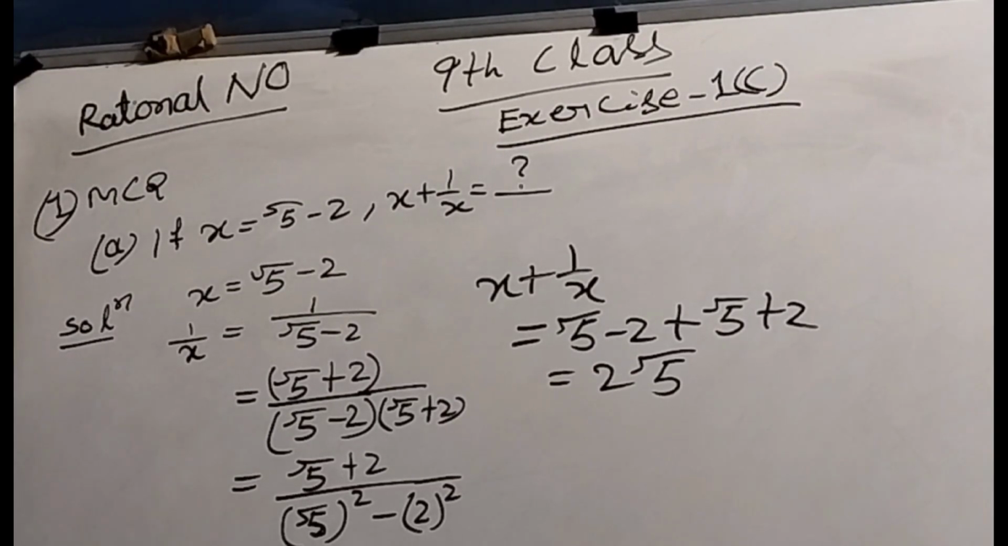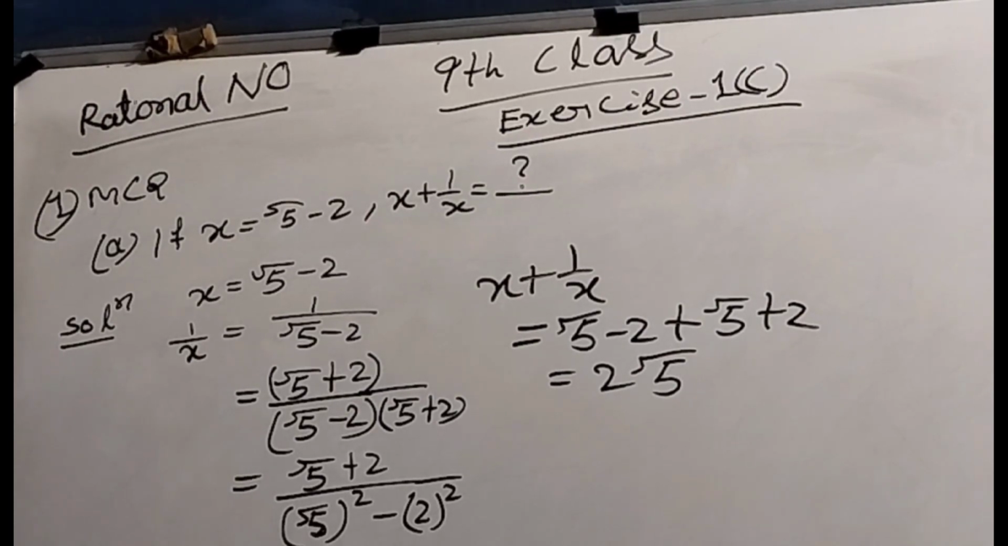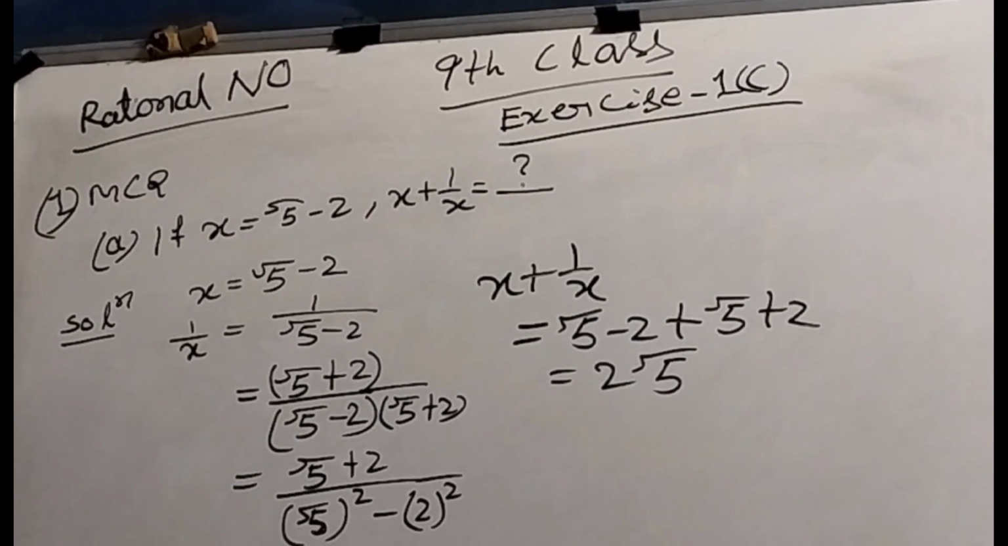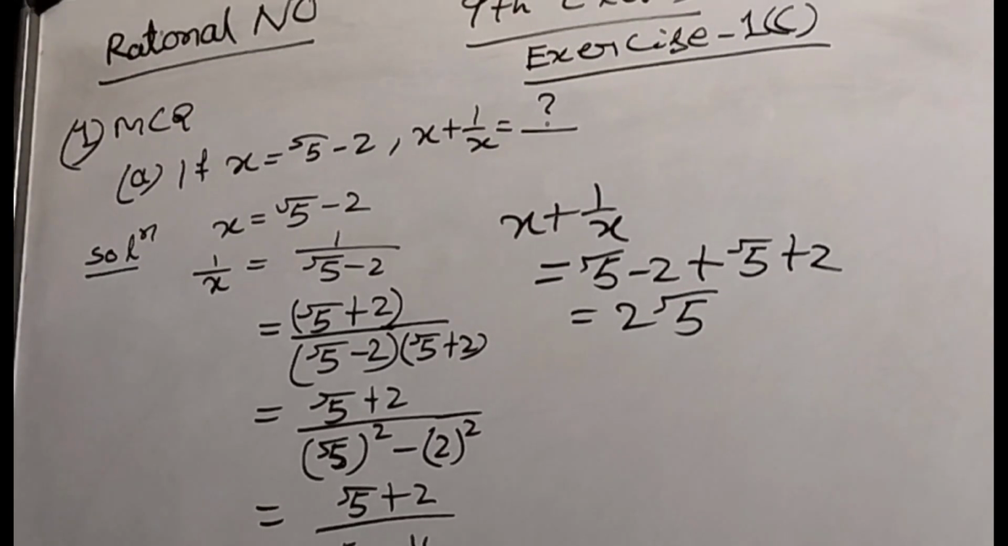9th class rational number exercise 1C MCQ question number 1 MCQ A. If x equal to root 5 minus 2, you have to find x plus 1 by x. How can you find x plus 1 by x? Now see, how can you rationalize the denominator?